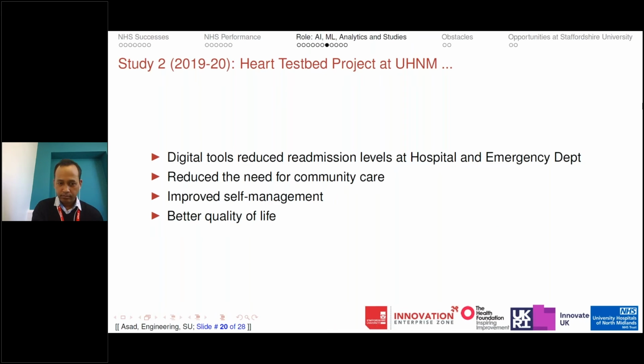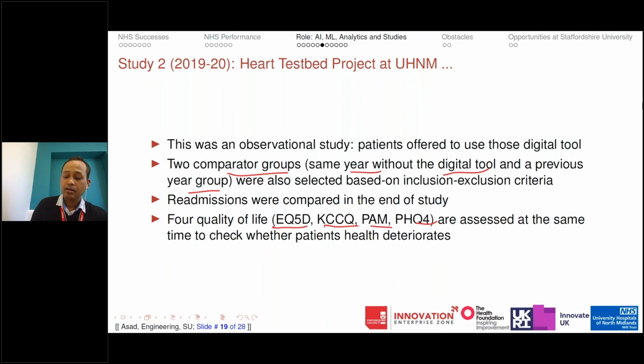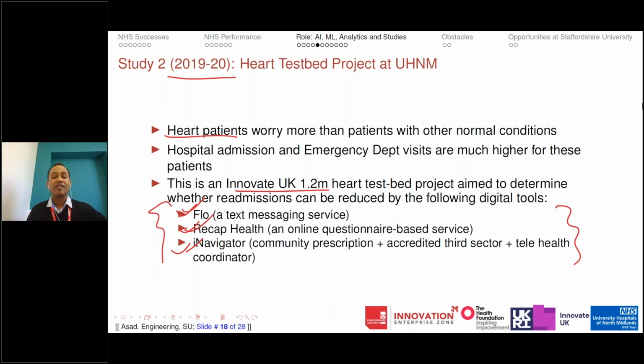Okay, so the conclusion was, yeah, the digital tool reduced readmission and emergency department attendance, and reduced the community care as well. They have improved their self-management, and, well, I shouldn't say they have improved their quality of life. However, their health condition didn't deteriorate. Okay, so it was a success. The digital tools are now at test phase in our Royal Stoke Hospital.